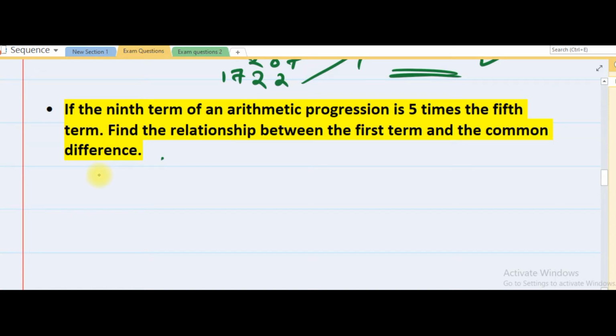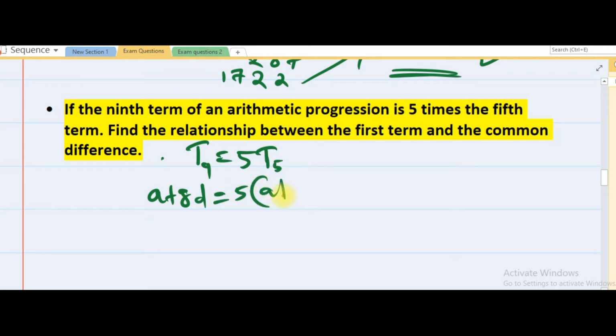So the next question: if the ninth term of an arithmetic progression is 5 times the fifth term, find the relationship between the first term and the common difference. They told us that the ninth term is 5 times the fifth term. You remember that the nth term is a plus n minus 1 d, so the ninth term is a plus 8d, and this is 5 times a plus 4d.